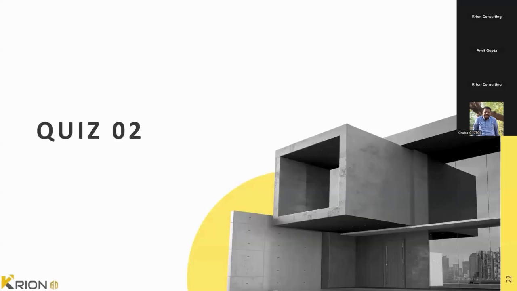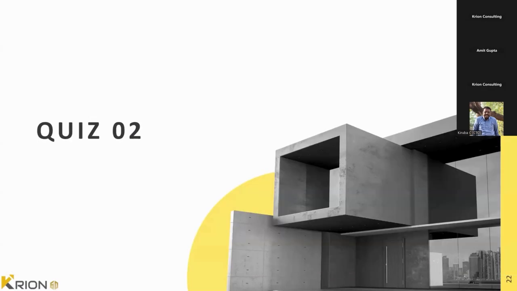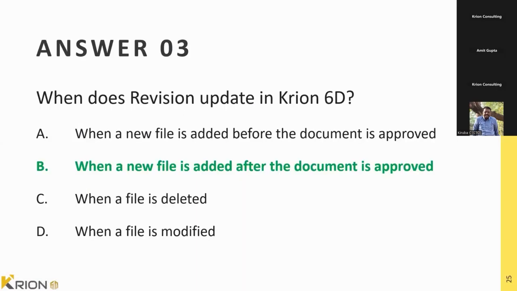So we'll go into the second quiz for this session. I would request all the participants, all the attendees, to just try these questions. Then we'll look at the answers. So when does revision update happen in Krion6D? It happens when a new file is added after the document is approved. We saw that once the document is approved, it fixes the revision, and whenever a new file is added over the approved document, it creates a new revision of the file.